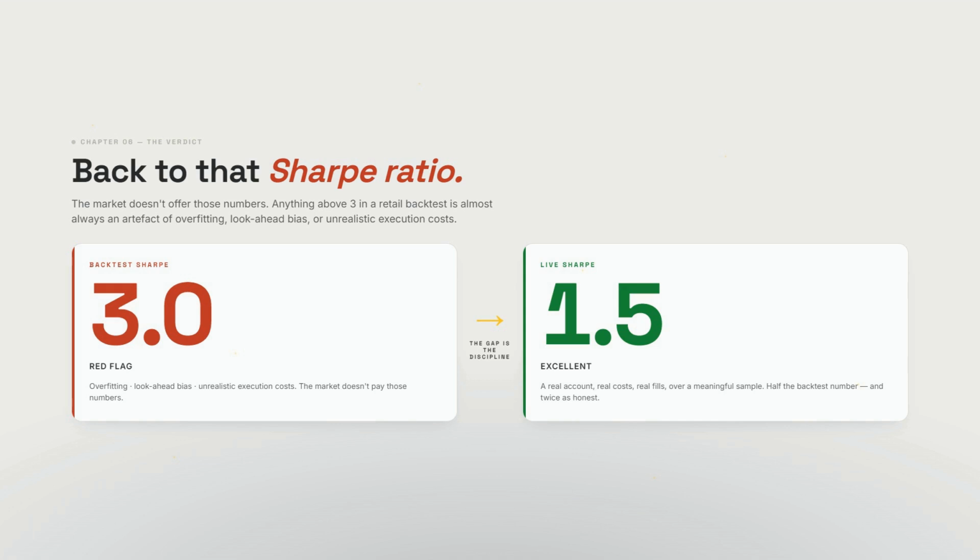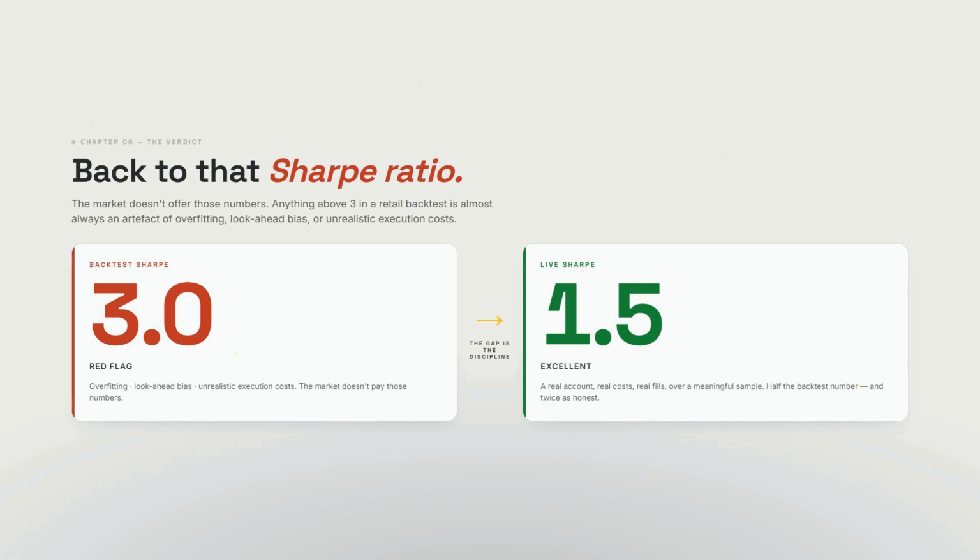Which brings us back to that Sharpe ratio. Remember, backtest Sharpe of 3, red flag. Live Sharpe of 1.5, excellent. Why the gap? Because retail backtests with Sharpe above 3 are almost always artifacts of overfitting, look-ahead bias, or unrealistic execution costs. The market doesn't offer those numbers.